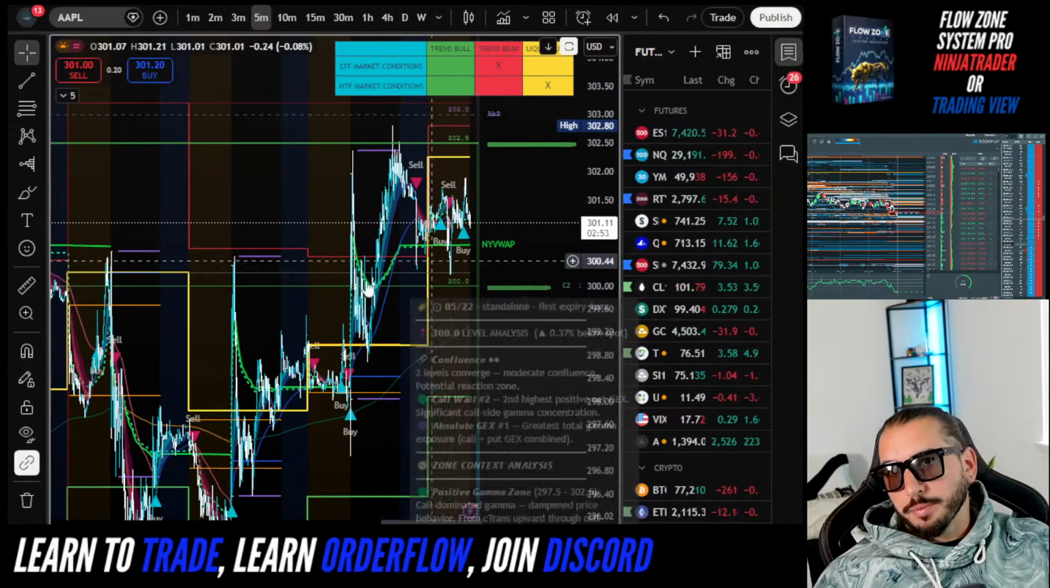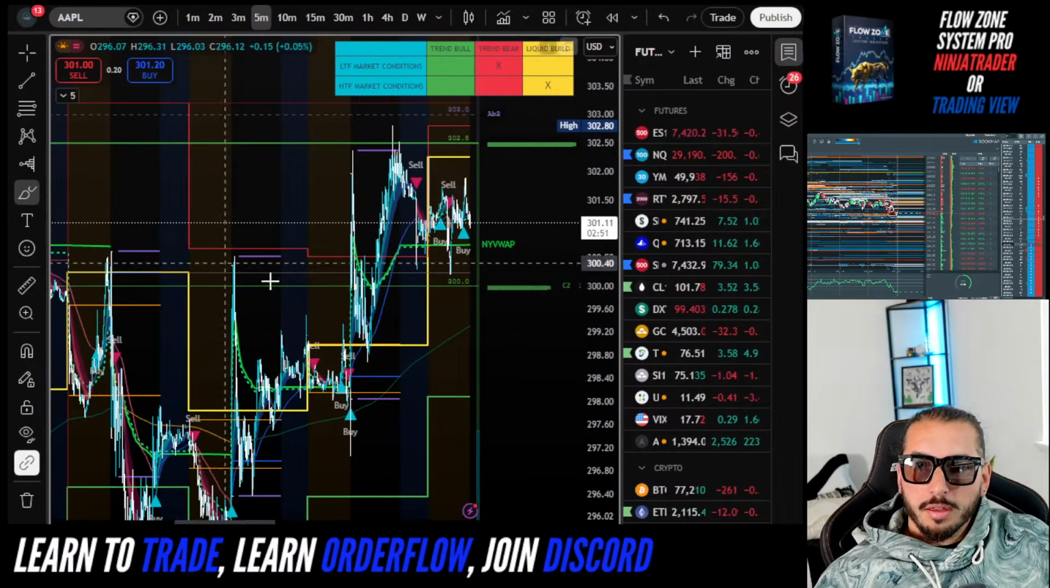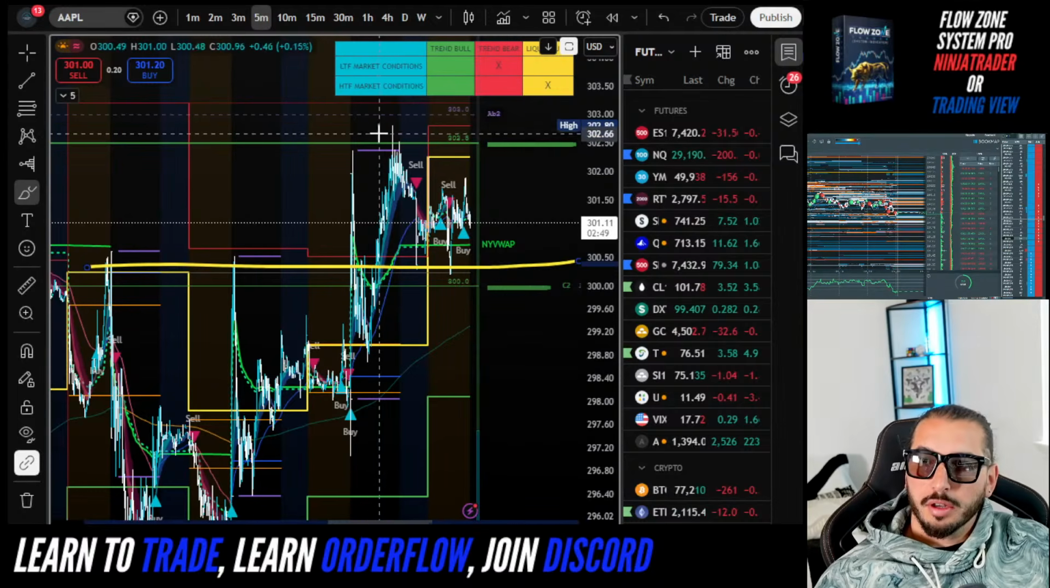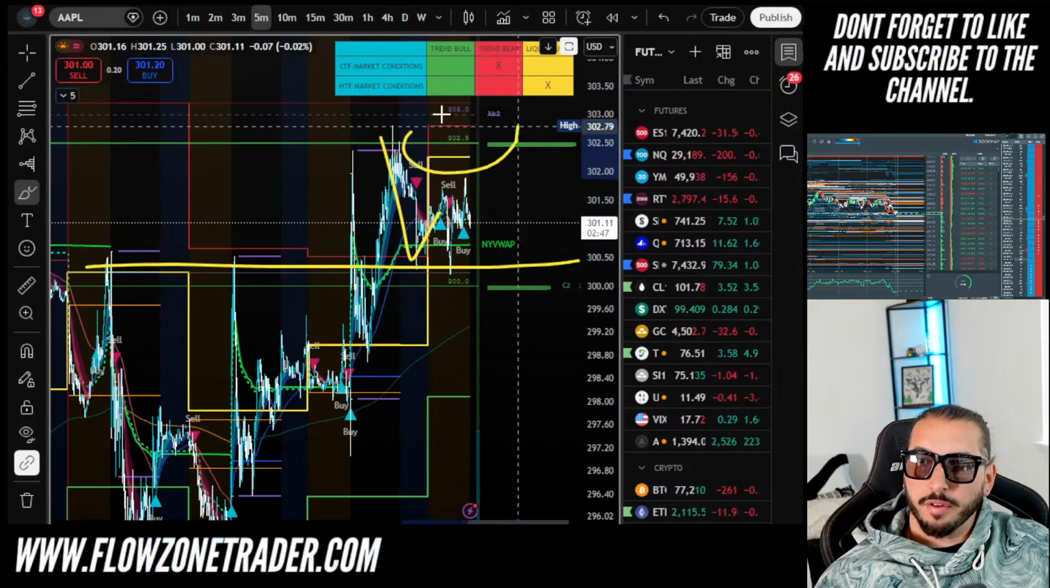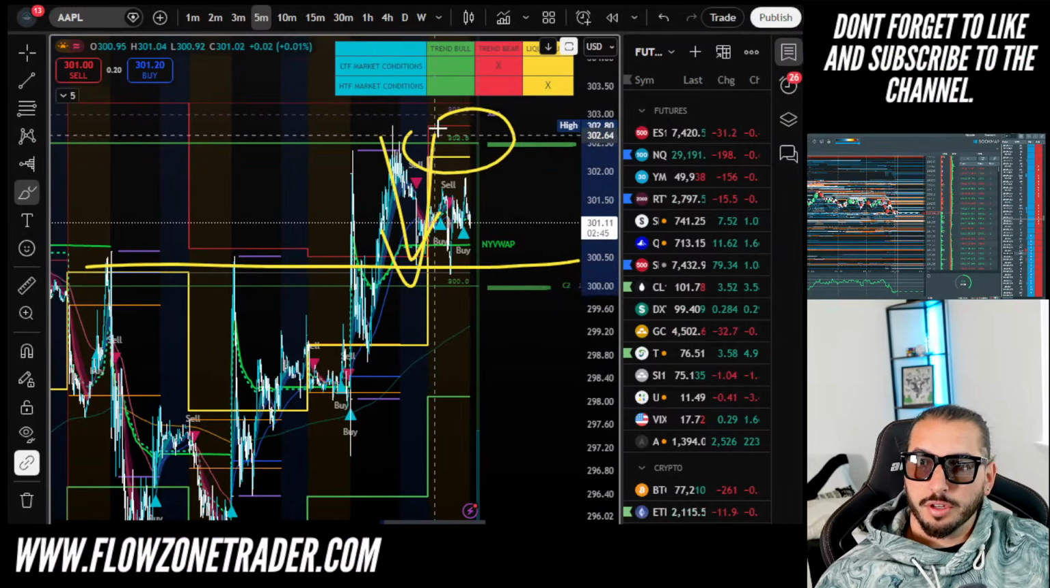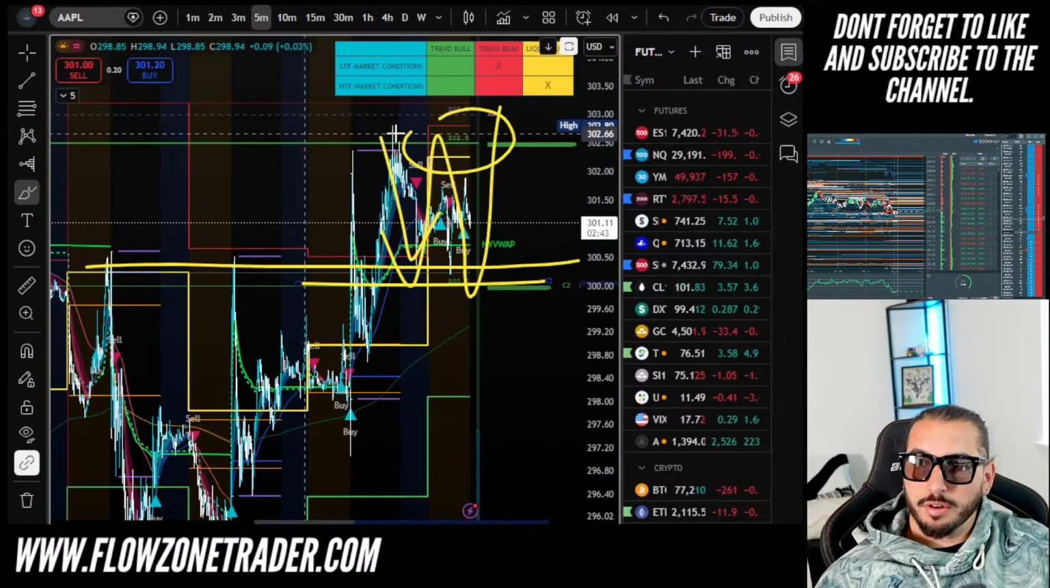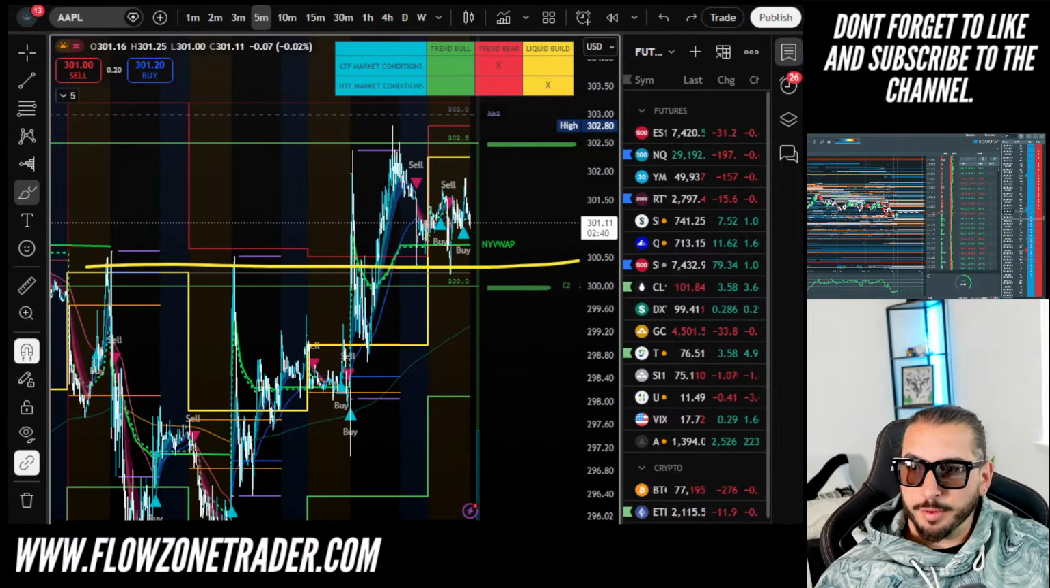All right, Apple. Breaking out of range, holding range, but gapping down. So not finding acceptance over 302, so you got a $2 rotation here. 300 to 302, but a slight gap down there on Apple.